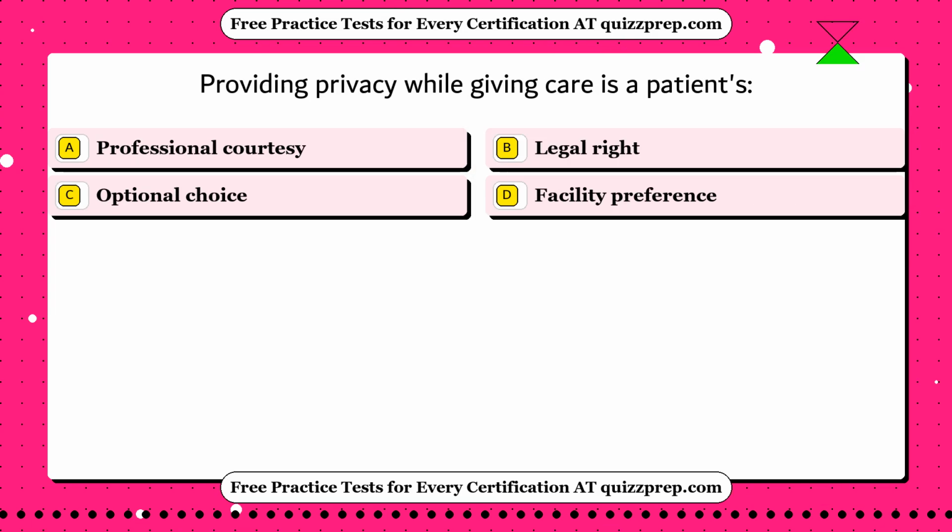Question 49. Providing privacy while giving care is a patient's: Option A, professional courtesy. Option B, legal right. Option C, optional choice. Option D, facility preference.